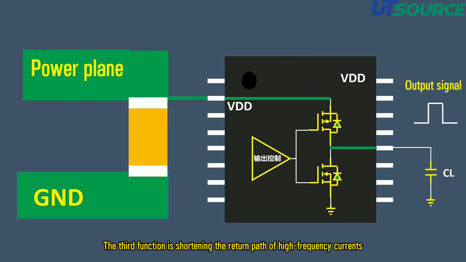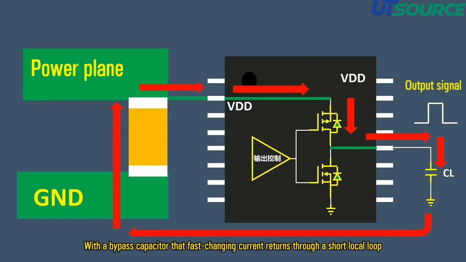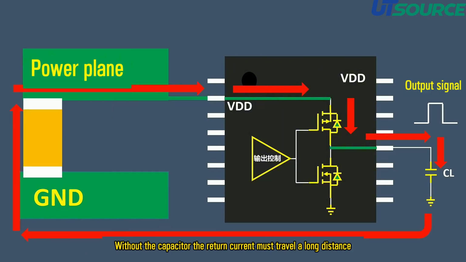The third function is shortening the return path of high-frequency currents. Current always flows in a loop. Where it goes out, it must come back. If the output signal switches fast, the current also changes fast. With a bypass capacitor, that fast-changing current returns through a short local loop. Without the capacitor, the return current must travel a long distance. A longer return path increases EMI and can interfere with other components.